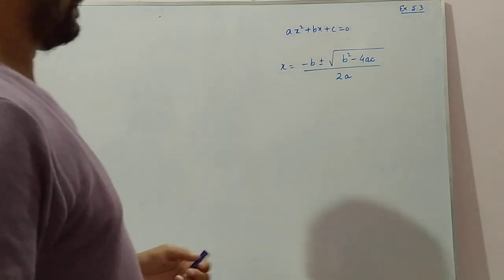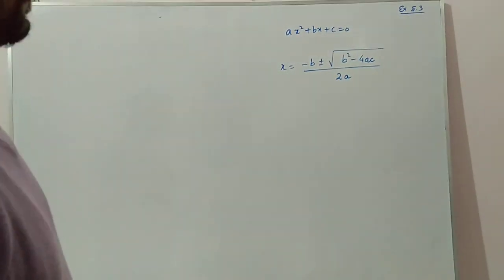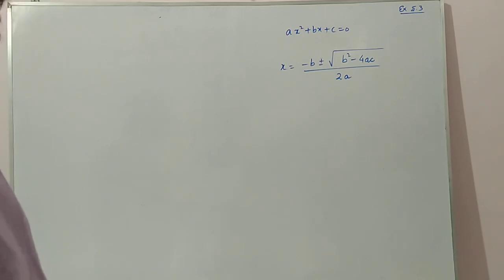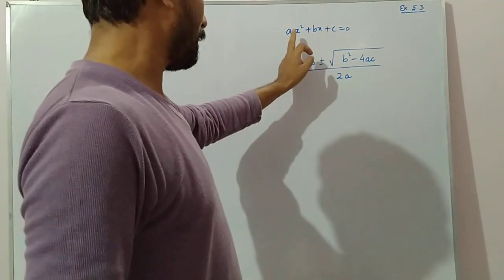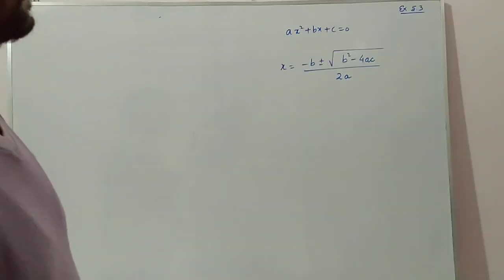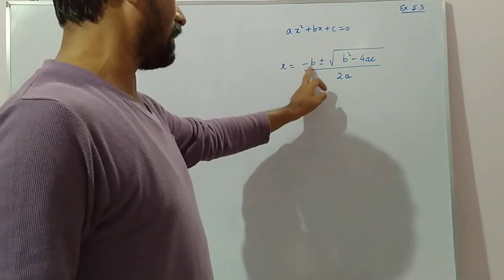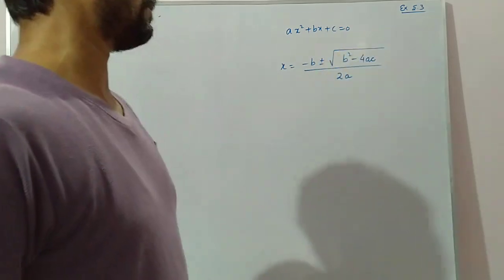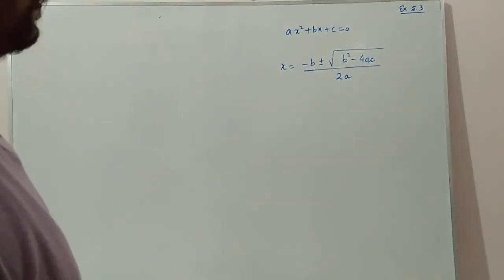So today we will deal with what? That is solution of quadratic equation using formula. Now the general quadratic equation is of the form ax square plus bx plus c equal to 0. So the solution of the quadratic equation is x equal to minus b plus or minus root over b square minus 4ac by 2a.